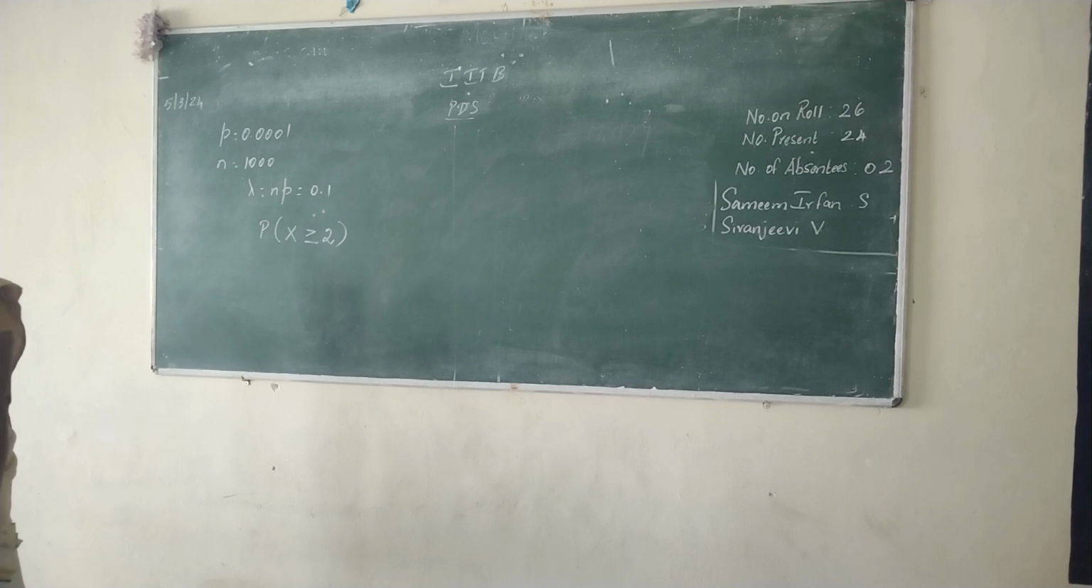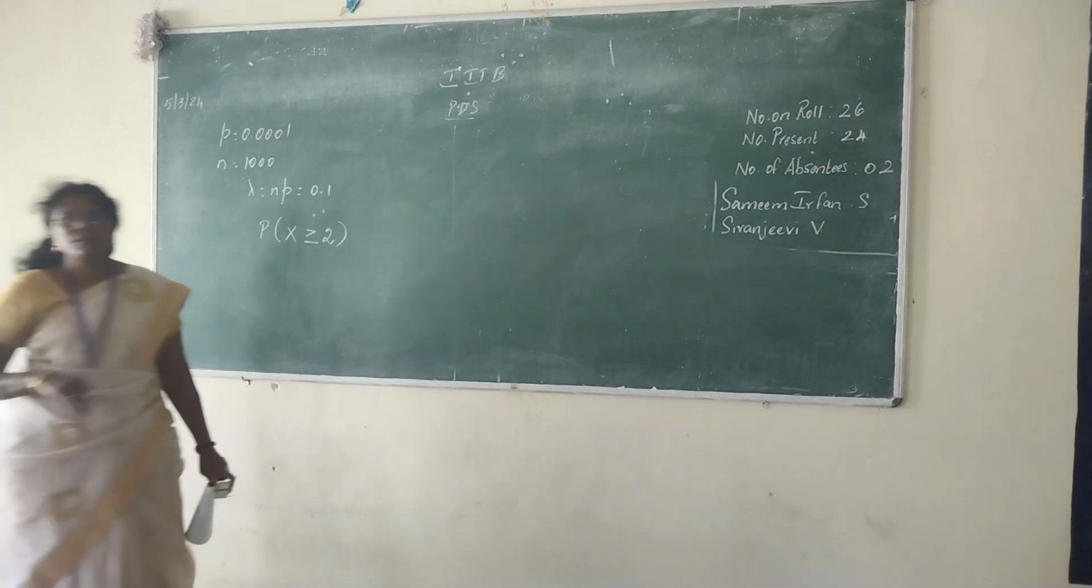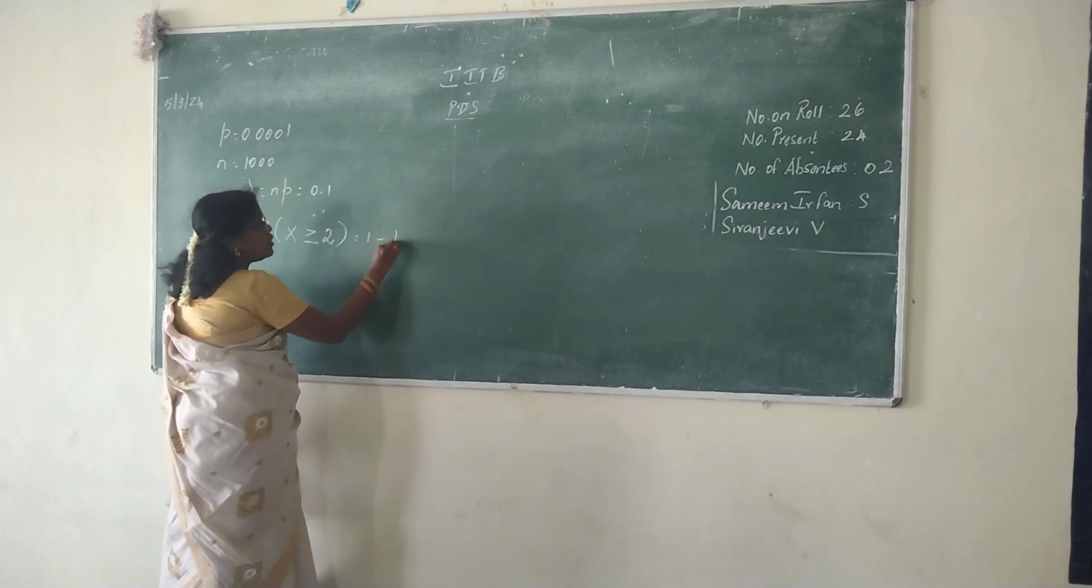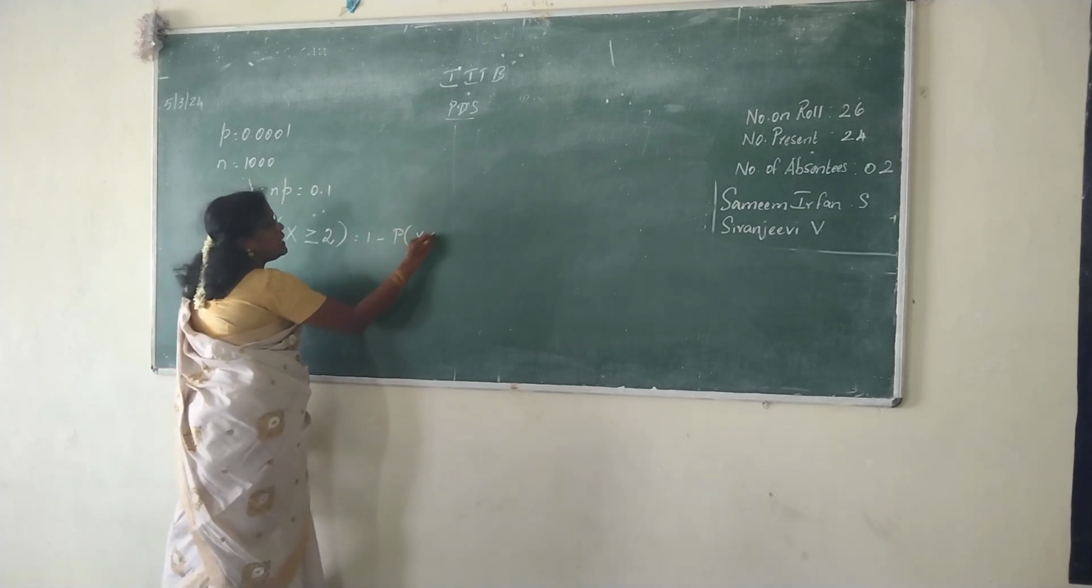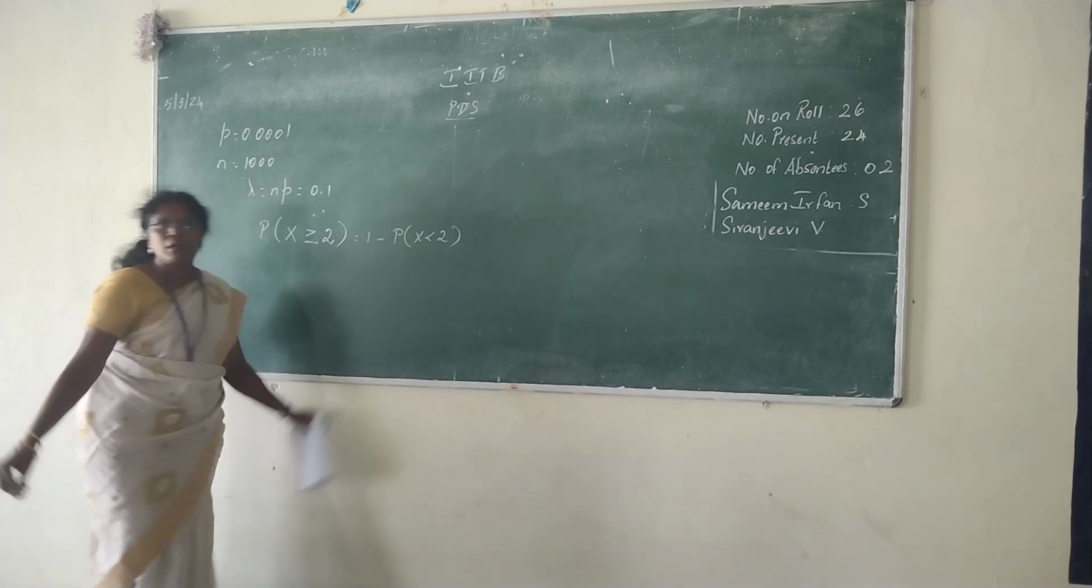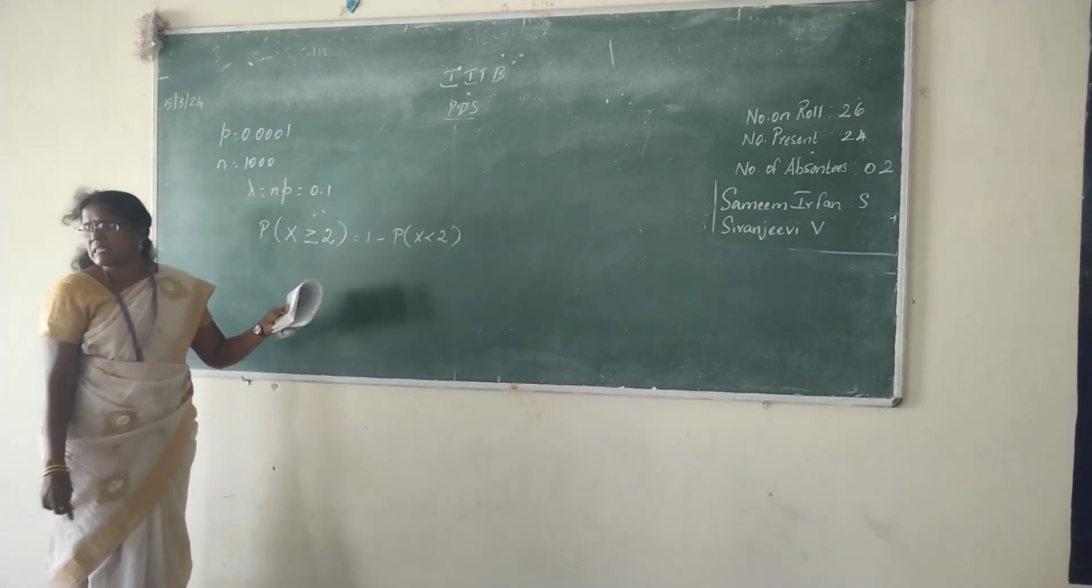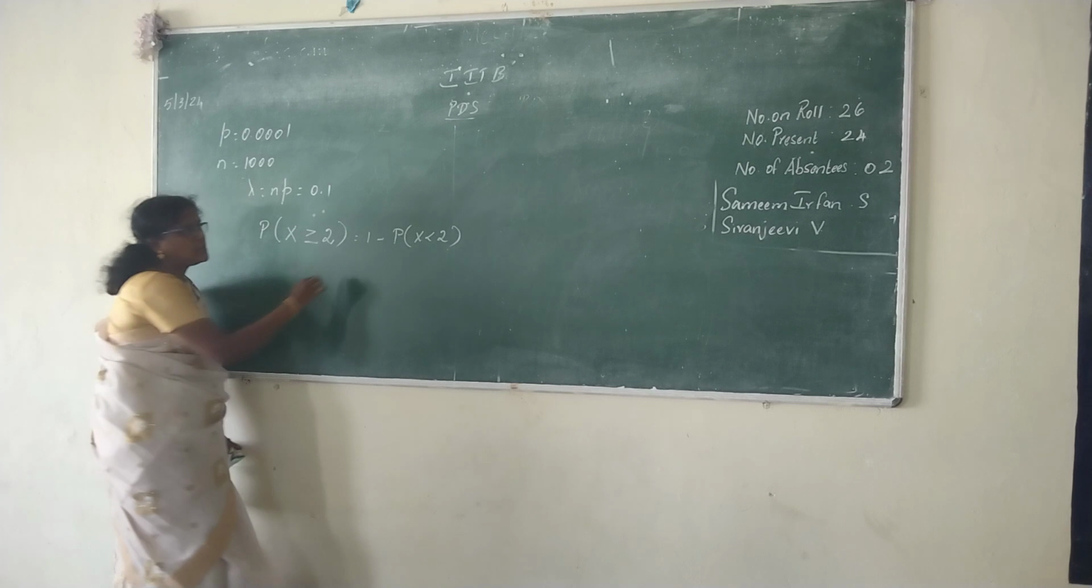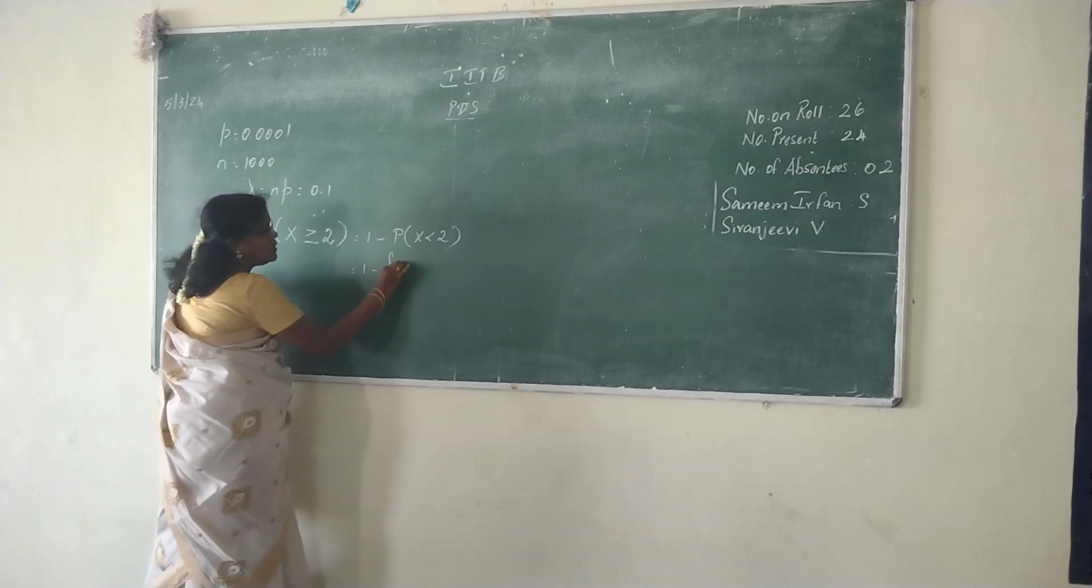Okay, so what is the easiest way of solving this one? Complementary. What is the complementary? 1 minus probability of x less than 2. Complementary means just the opposite. So x less than 2, what are the possible values? 0 and 1. Why 0, ma'am?